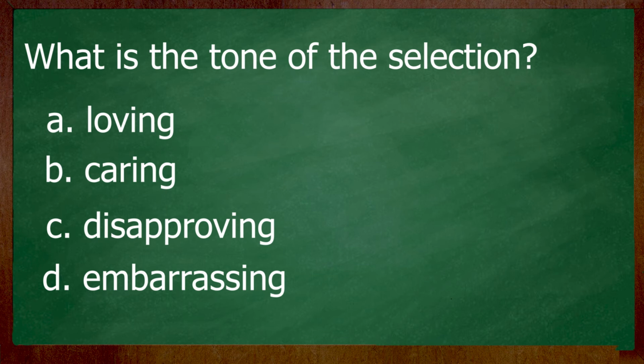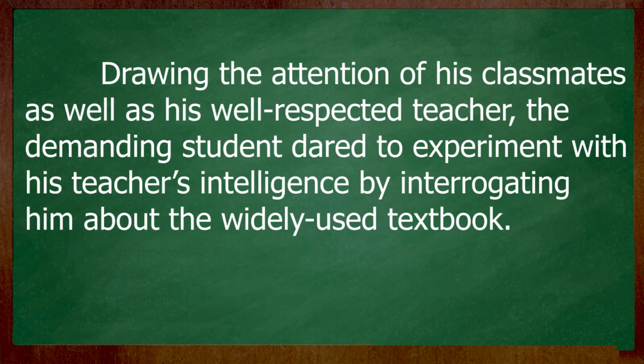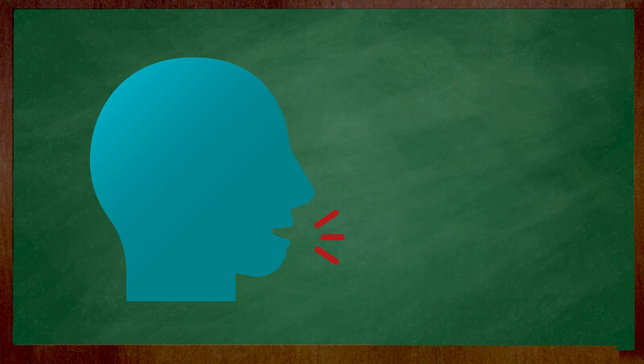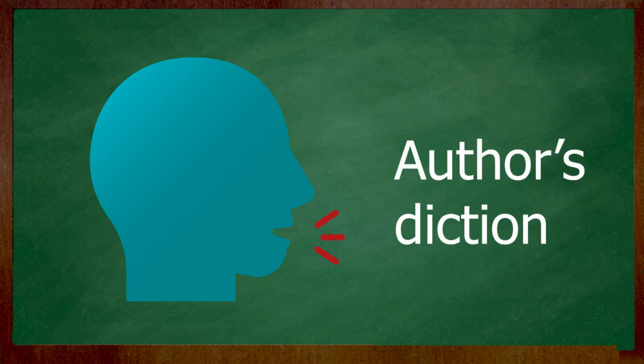In this selection, the author is expressing a disapproving tone. We can infer this through the author's word choice in regards to the student. We can tell that the author is on the teacher's side because the student is described as demanding, while the teacher is well-respected. We see the tone developed through the author's choice of words, or what we call diction. Also, we can see it through the author's biased opinion on the topic.